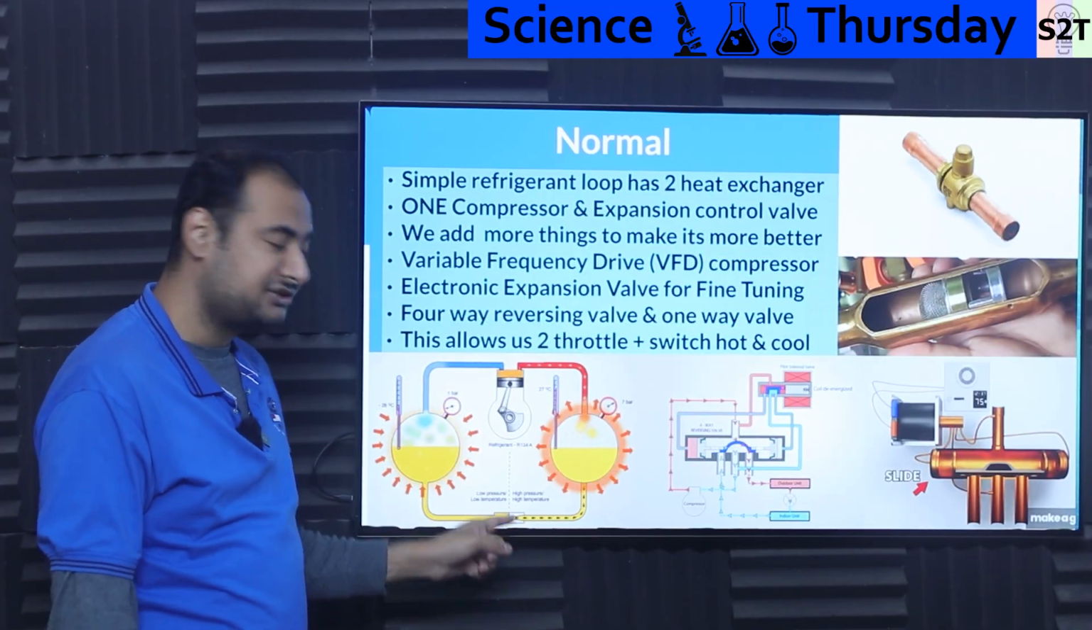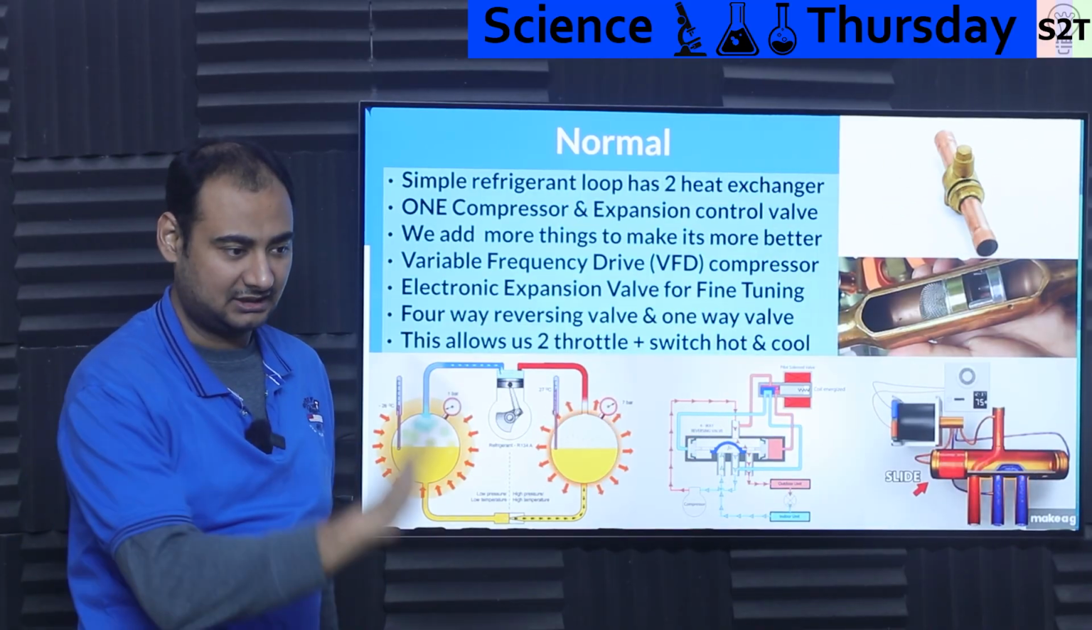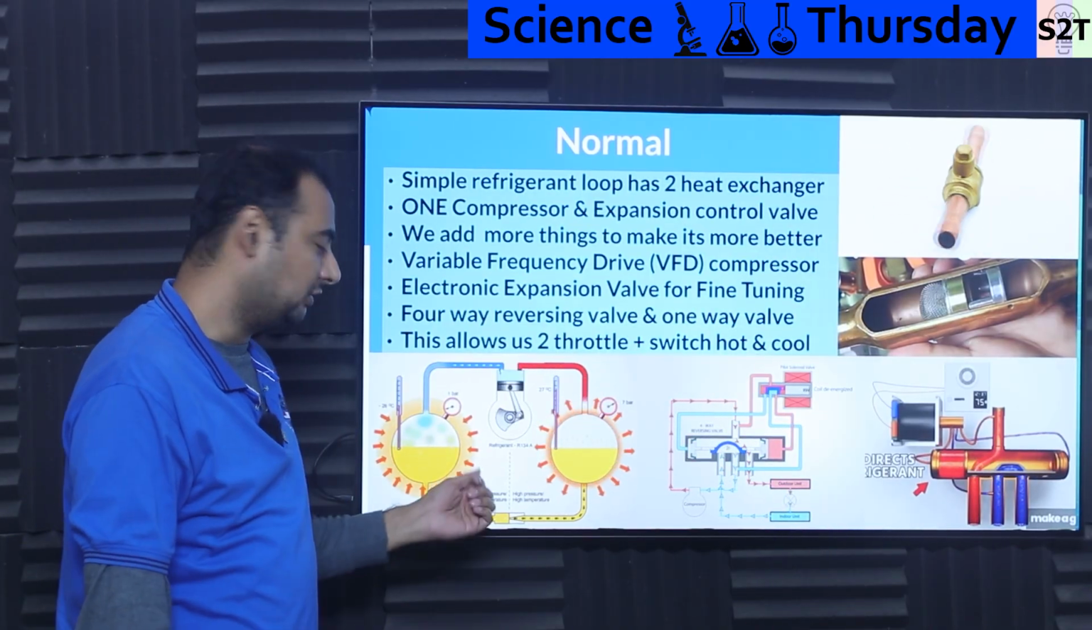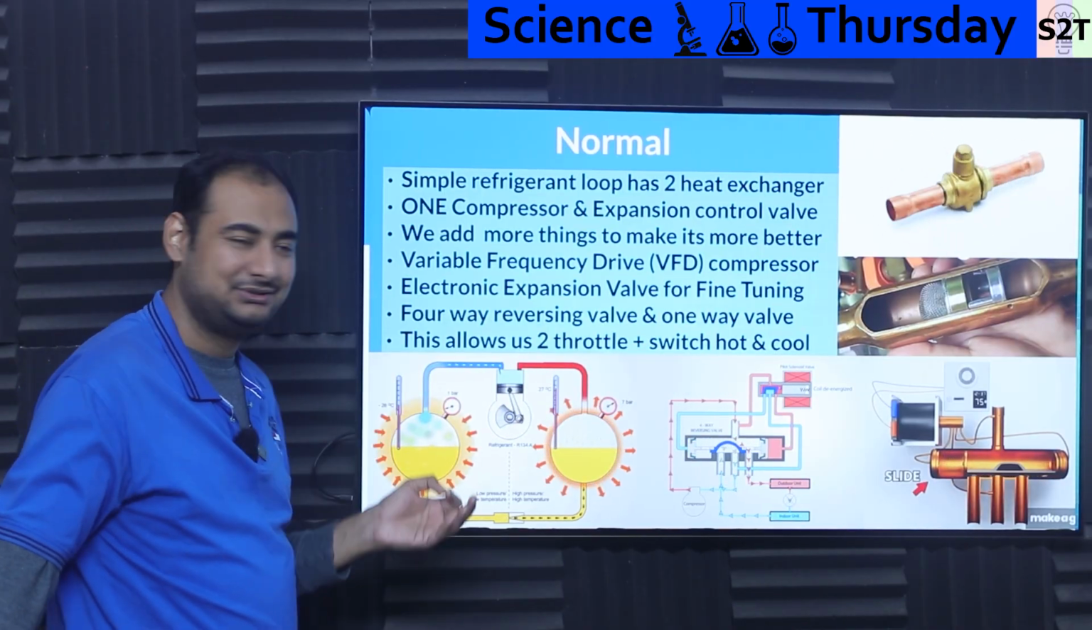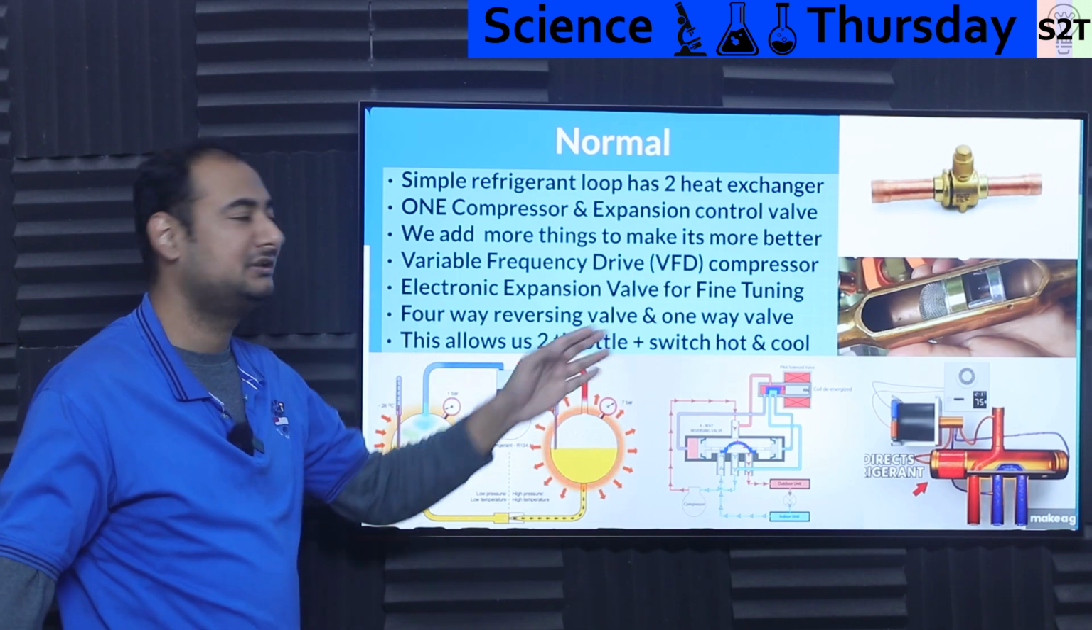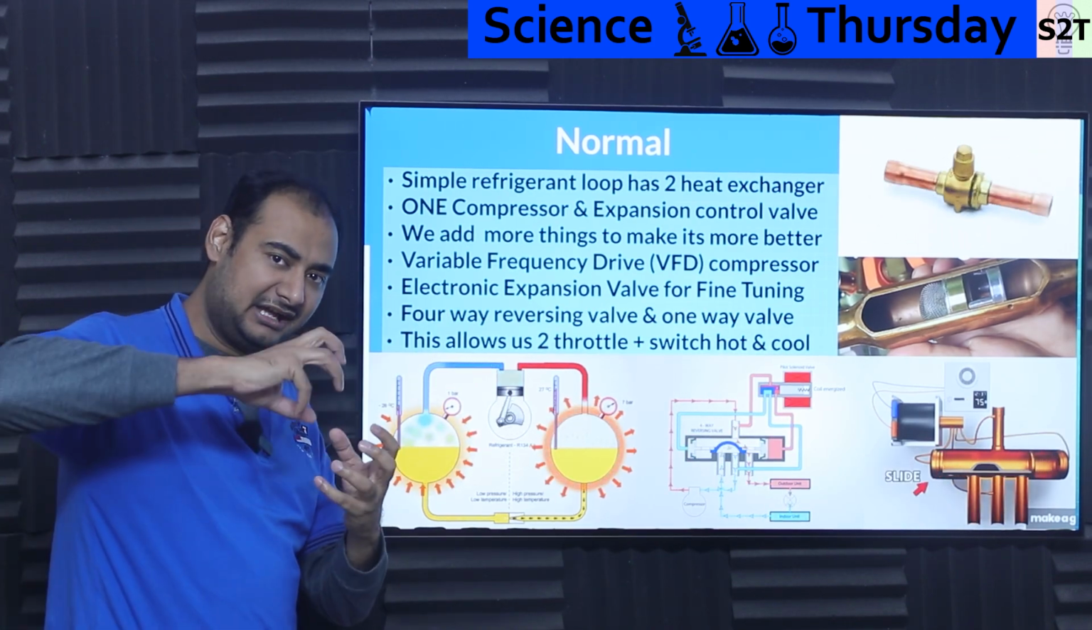Second, this expansion valve is like a fixed throttle position. It's like, that's it, the end. So they always optimize it for one scenario, but that's very wasteful. So how do you tune that part? Well, you have an electronic control expansion valve. So that valve controls the flow.